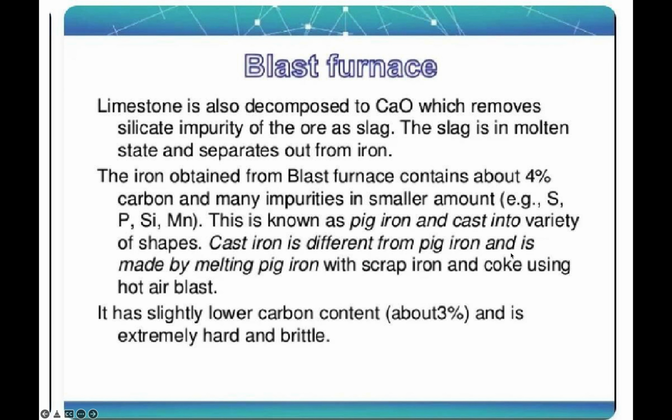Cast iron is different from pig iron. Remember, all these points are very important. It is made by melting pig iron with scrap iron and coke using hot air blast. It has a slightly lower carbon content, about 3%, and is very hard and brittle.